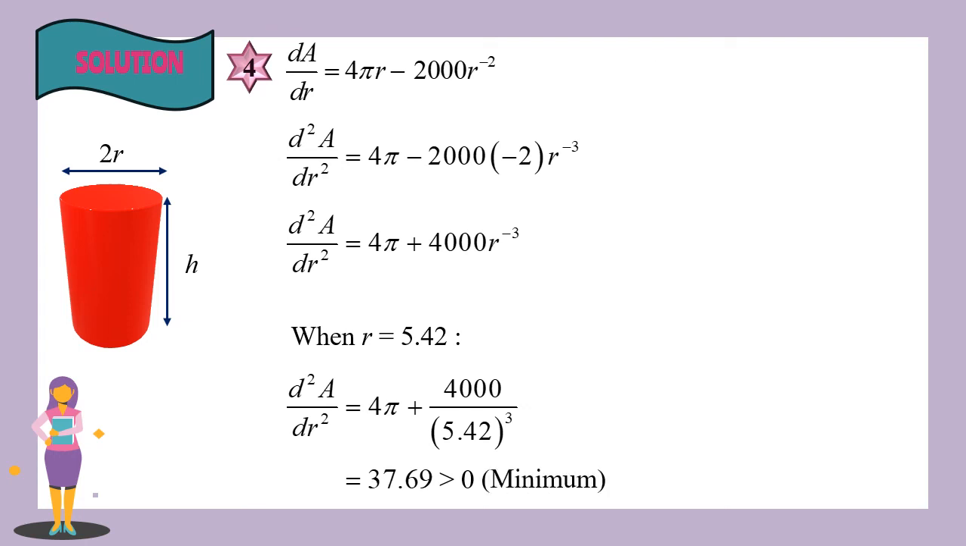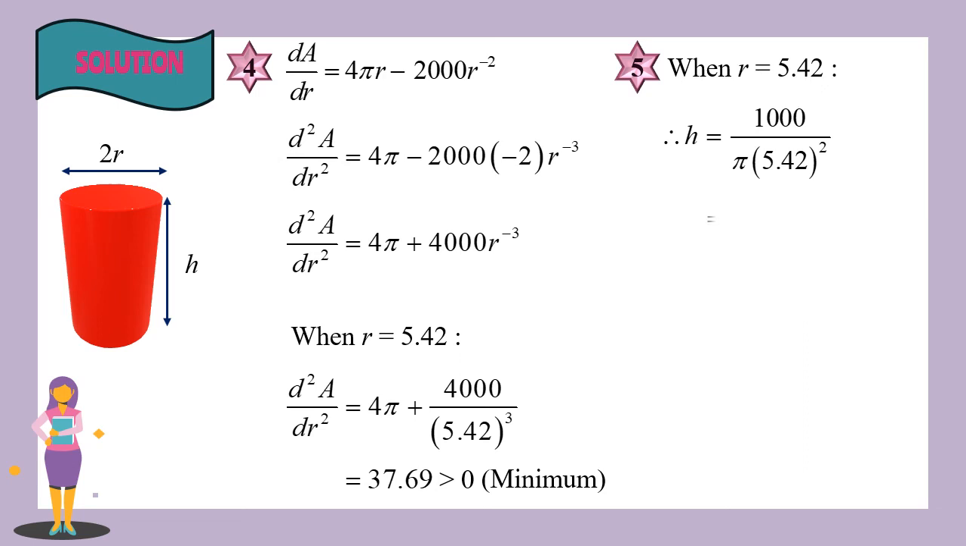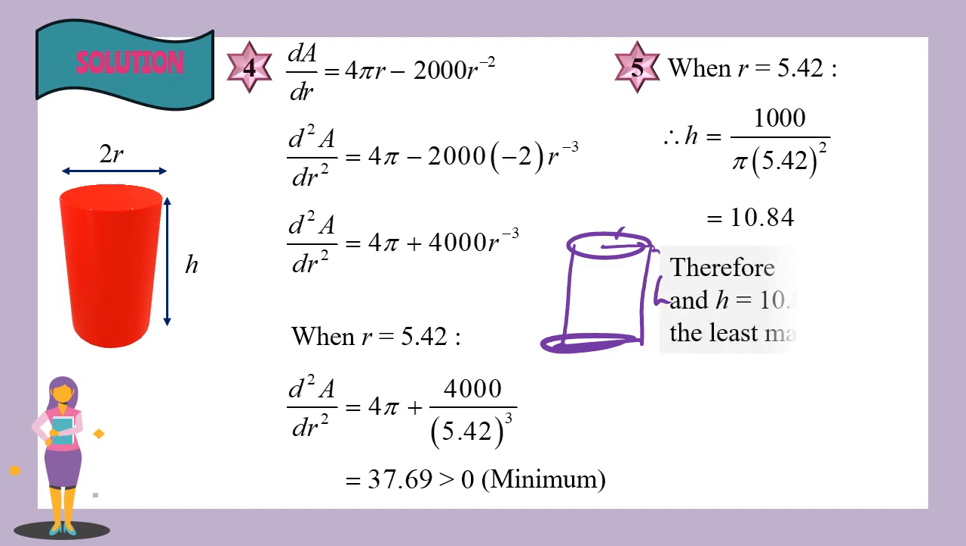Okay, so what we should do for the last step is to do the conclusion. We know the dimensions we should use are r and h. So we need to find the value of h when r equals 5.42. So h is equal to 1000 over pi multiplied by r squared, right? Substituting r equal to 5.42, we get h equal to 10.84. So our dimension for r here equals 5.42, and for h here will be 10.84.